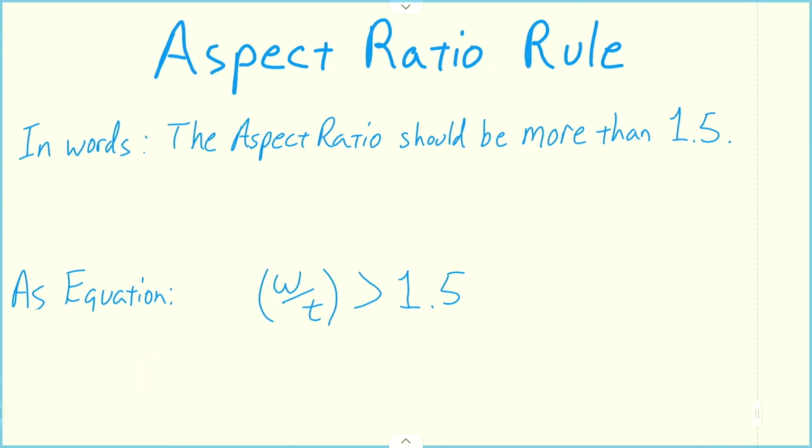Now that we know what the aspect ratio is, we want to take a look at the rule that uses the aspect ratio. In words, the rule is that the aspect ratio should be more than 1.5. As an equation, we would write W divided by T is greater than 1.5.